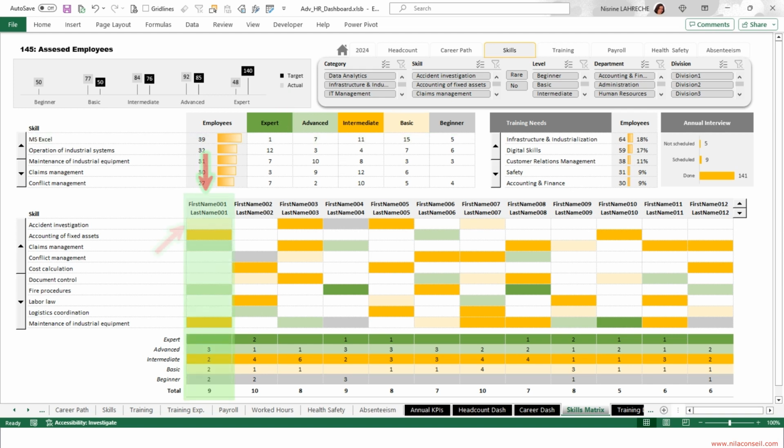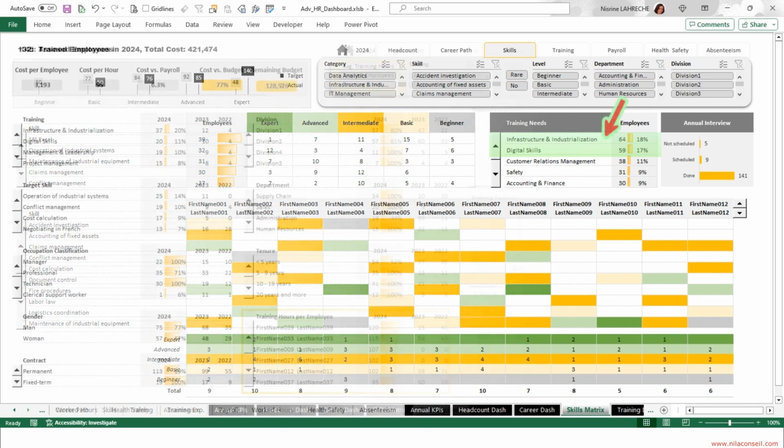Employee 1 has basic skill level on accident investigation and advanced skill level on fire procedures. Employee 3 has 8 skills. He has advanced level on 1 skill, intermediate level on 6, and basic level on 1 skill. The HR team carried out 141 assessment interviews. 9 are scheduled. The majority of training needs are about digital skills and industrialization.